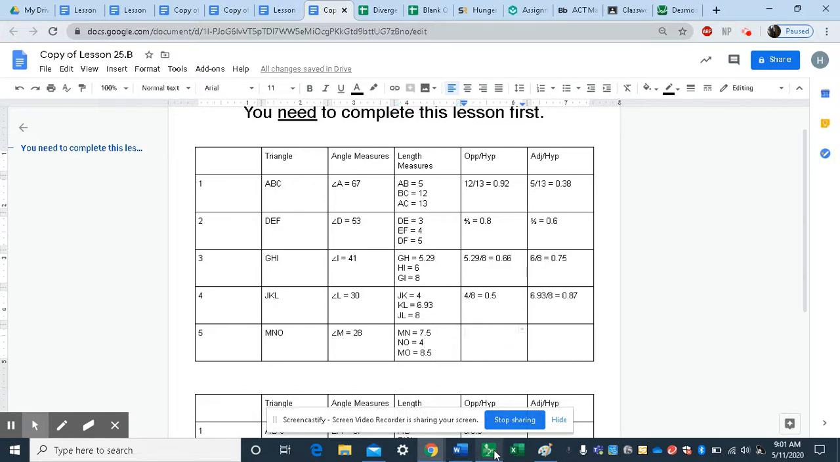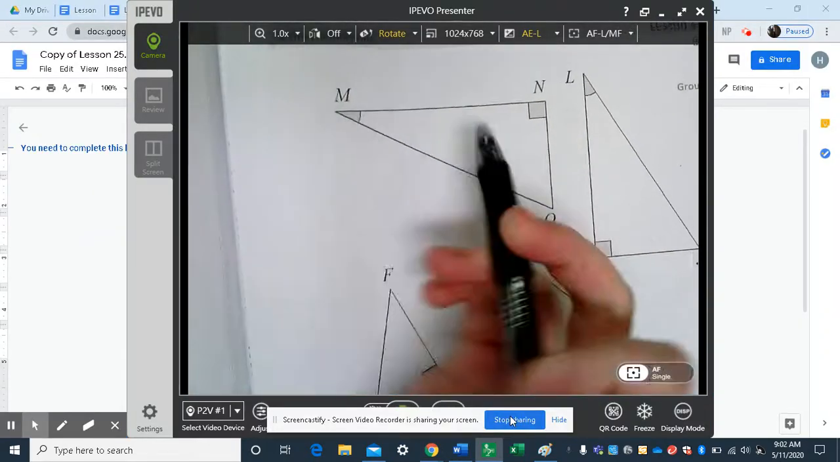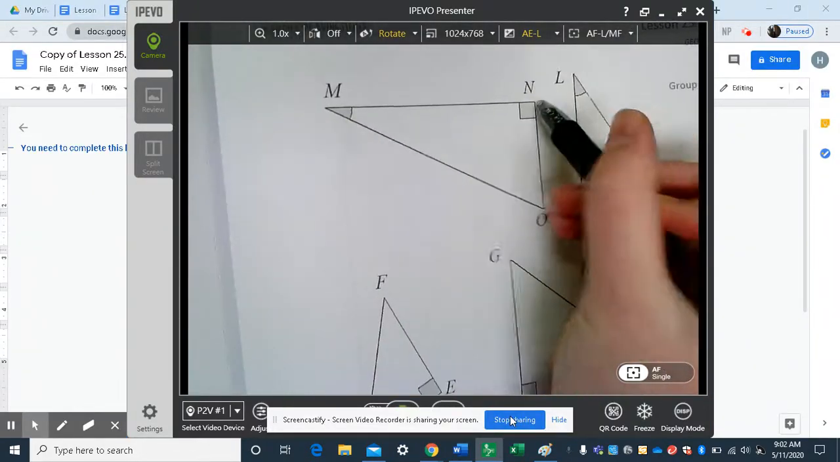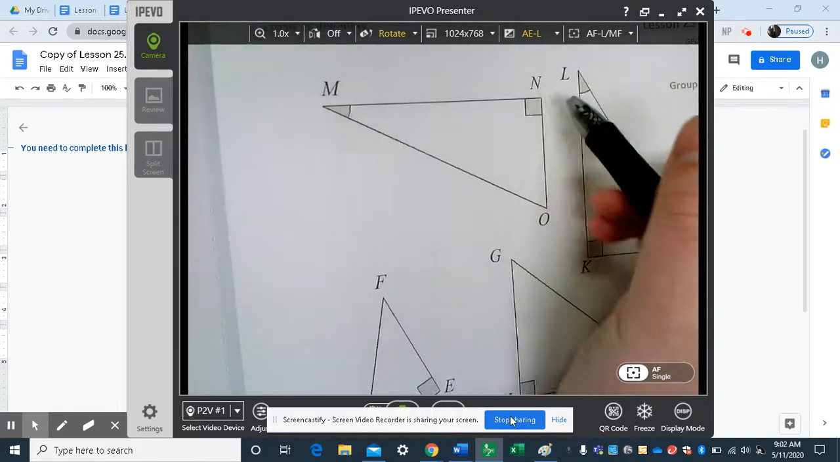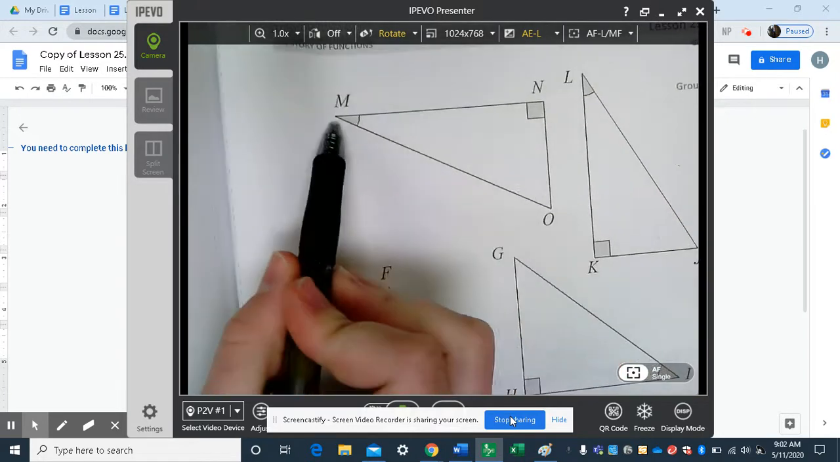So now we're going to come over to our picture and figure out which side is opposite our marked angle. So the side that's opposite of our marked angle is NO. So that means for our opposite over hypotenuse, we're going to do NO divided by MO.